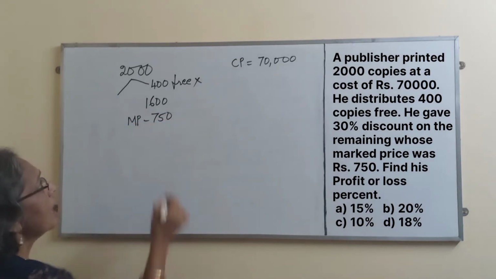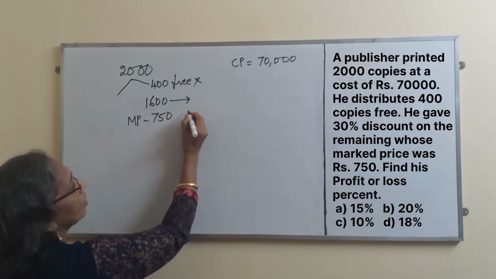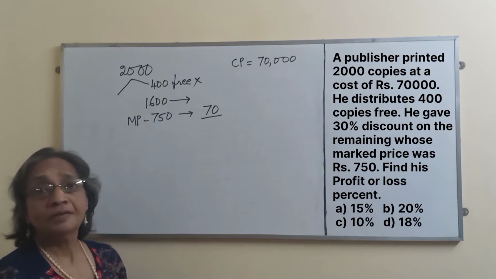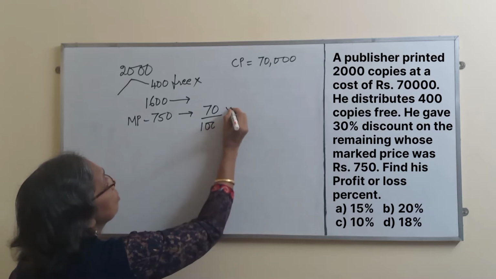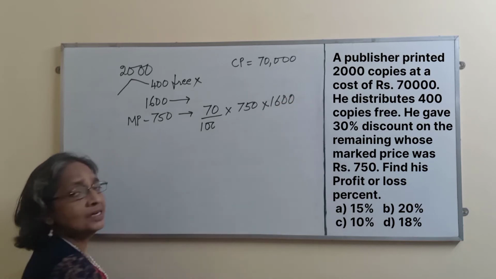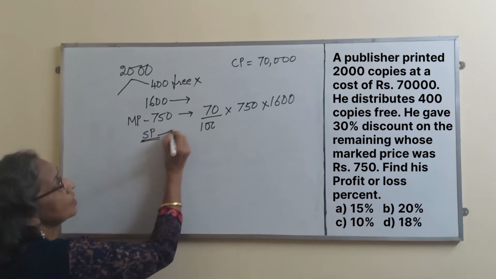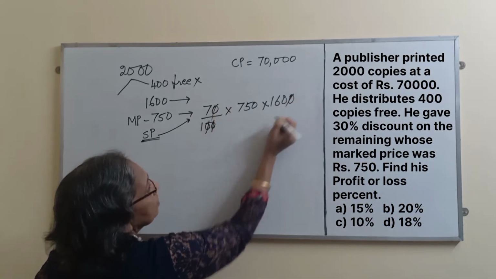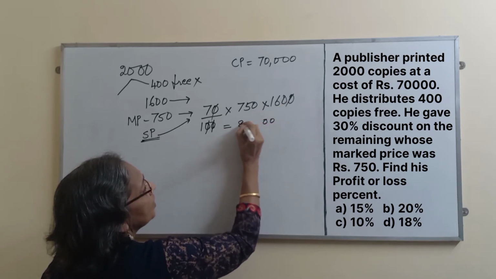Now let us see how much will he sell these 1,600 copies for. So he makes a discount. So our selling price would be 70%. 30% he gives on discount. So 70% of 750, and he's selling 1,600 copies. This will give you the total selling price of all the remaining copies. So this works out to be 84,000.